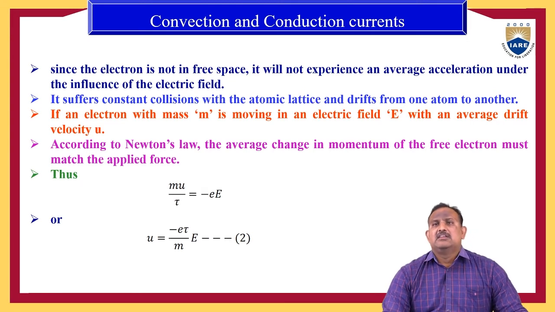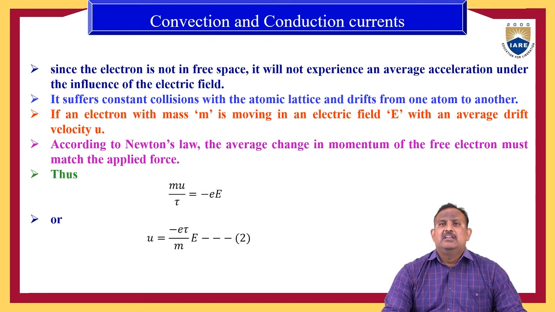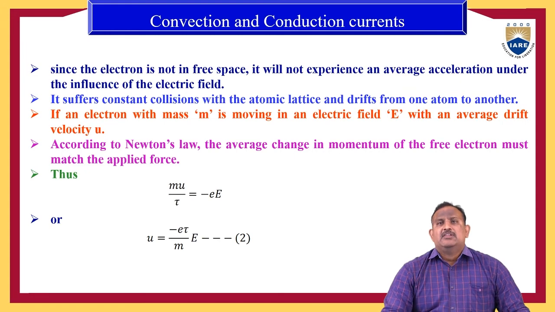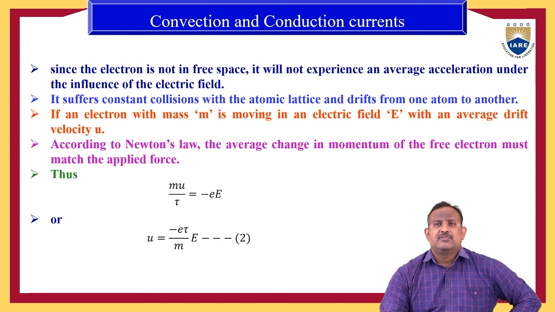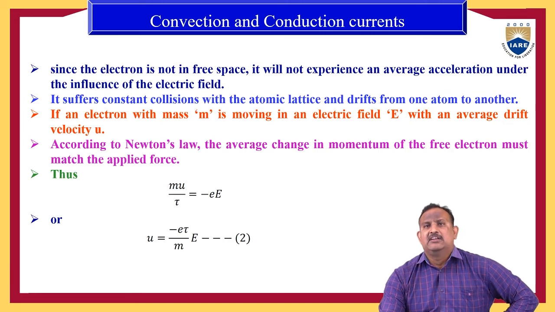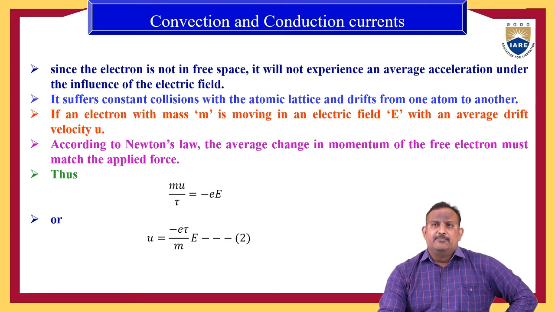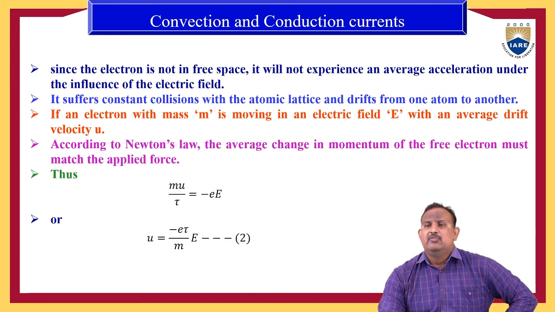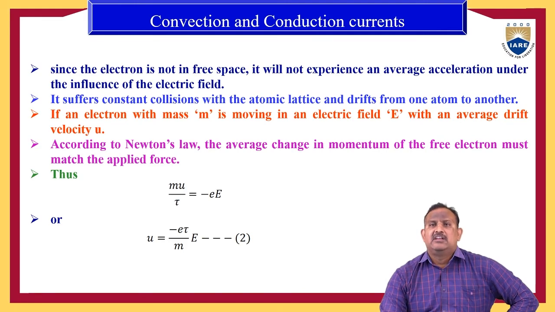Next, since the electron is not in free space, it will not experience an average acceleration under the influence of the electric field. Because of that, it suffers constant collisions with the atomic lattice and drifts from one atom to another atom. Let us assume an electron of mass m is moving in an electric field E with an average drift velocity u.